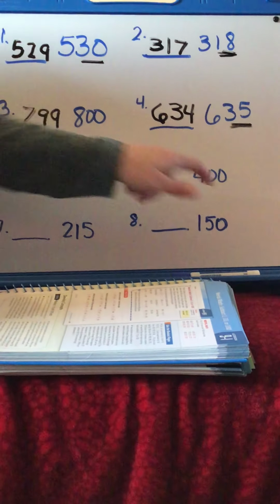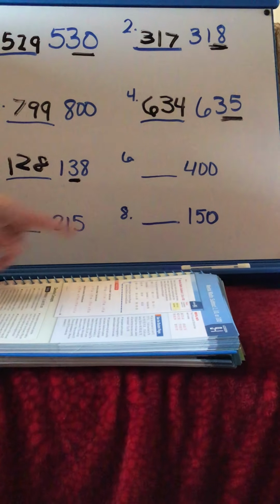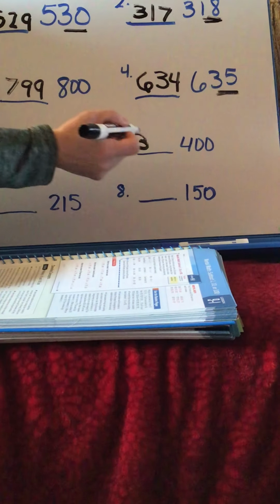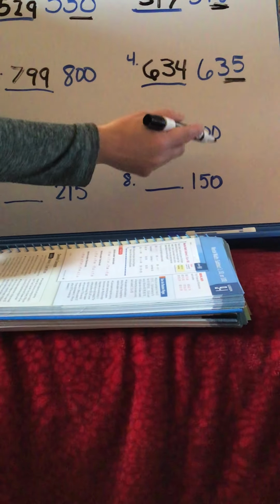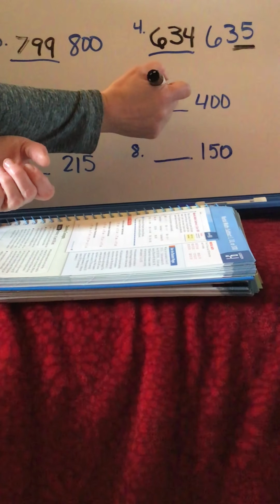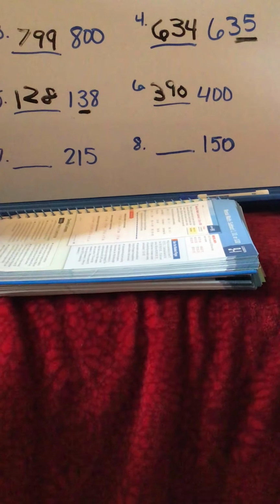Okay, the next one is a little tricky. Again, it has the 400. Okay, what number comes before 4? Well, it's going to be 3. And what is 10 less? Well, if I count back from 400, back 10, I'm going to get 90. 390.